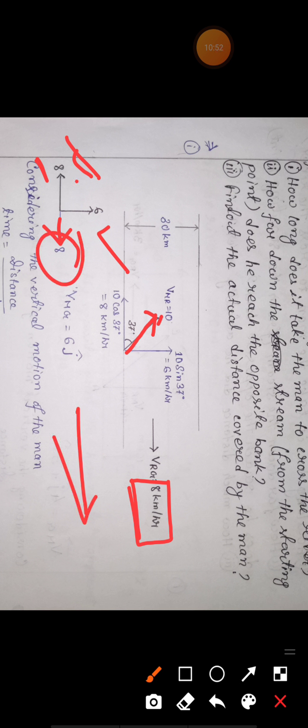So this 8 and 8, they will cancel out each other. So that means the man does not have any velocity component in horizontal direction. It has only a velocity component in which direction? Vertical direction, and the velocity is 6 kilometer per hour.